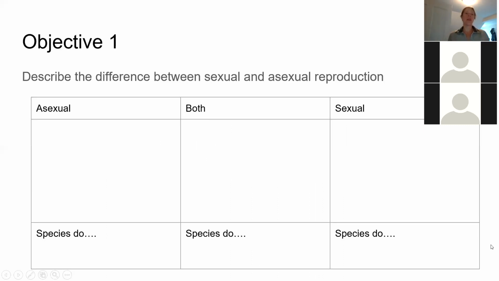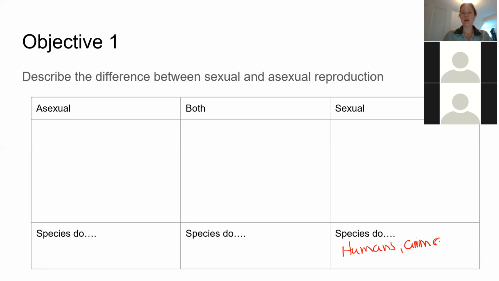The first objective is to be able to describe the difference between sexual and asexual reproduction. Again, a chart like this, a table or a Venn diagram, is a really useful way to tackle that. So I'm going to add some things to this. So we have sexual reproduction organisms. Species that do that, we could add humans. Any other animal is going to do this.